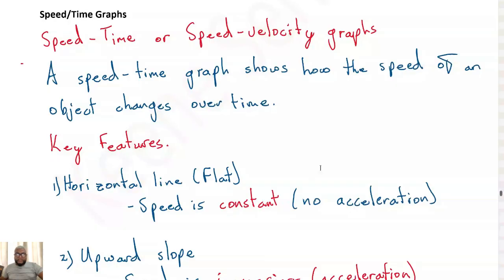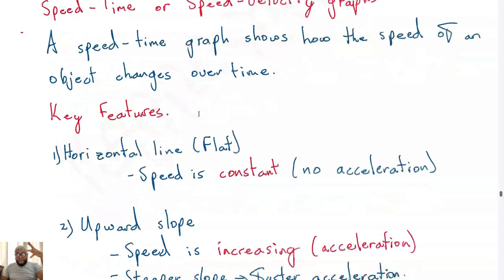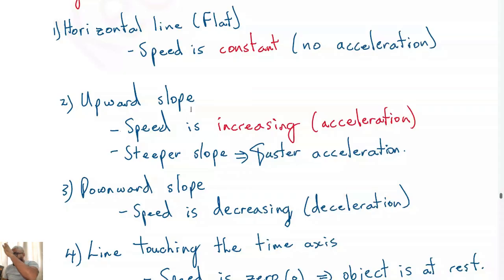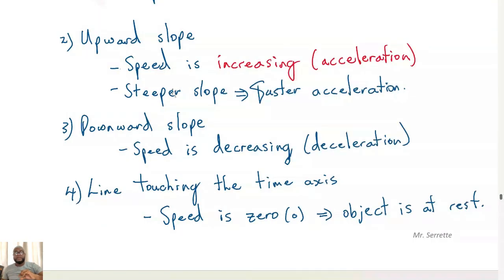So speed-time or speed-velocity graphs, that's what we're jumping into today, right? A speed-time graph shows how the speed of an object changes over time. Key features: a horizontal line, which is a flat line on your speed-time graph, means that speed is constant, no acceleration. An upward slope, going from bottom left to top right, means speed is increasing. It's accelerating. A steeper slope means faster acceleration.